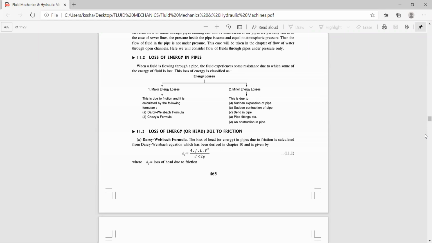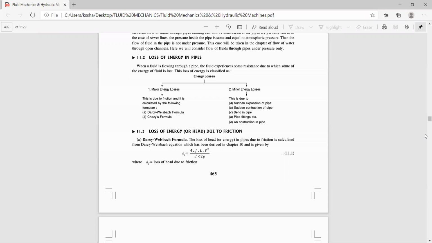So in major losses we have to see two equations, that is first is Darcy-Weisbach formula, second is Chezy's formula. Similarly, in minor losses, we have sudden expansion of pipe, sudden contraction of pipe, bends in pipe, pipe fittings, and obstruction in a pipe. So this you have to remember. You may get a question in this way: state major loss and minor loss in a pipe flow. So you have to write all these things.